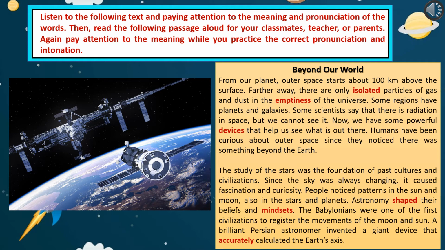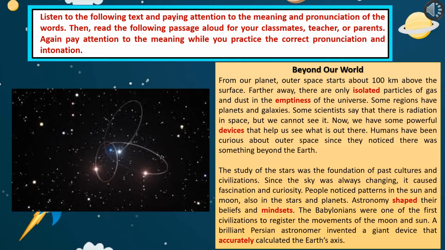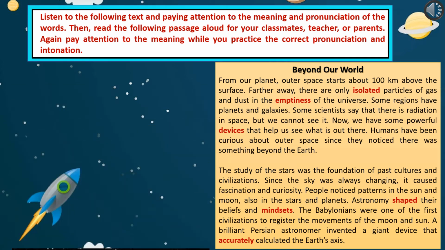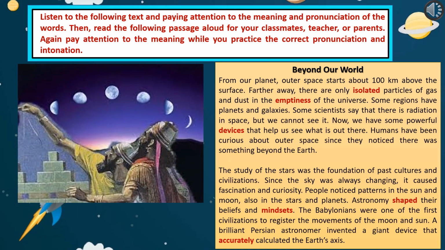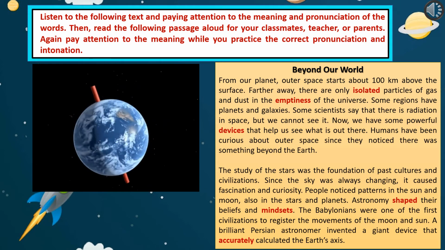Humans have been curious about outer space since they noticed there was something beyond the Earth. The study of the stars was the foundation of past cultures and civilizations. Since the sky was always changing, it caused fascination and curiosity. People noticed patterns in the sun and moon, also in the stars and planets. Astronomy shaped their beliefs and mindsets. The Babylonians were one of the first civilizations to register the movements of the moon and sun. A brilliant Persian astronomer invented a giant device that accurately calculated the Earth's axis.